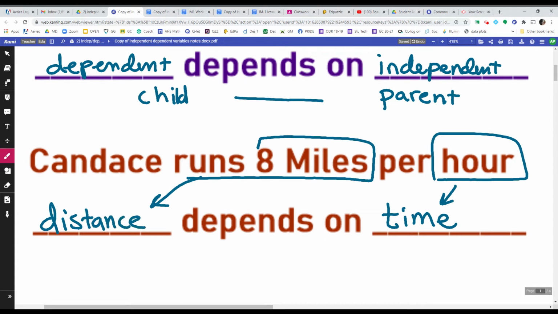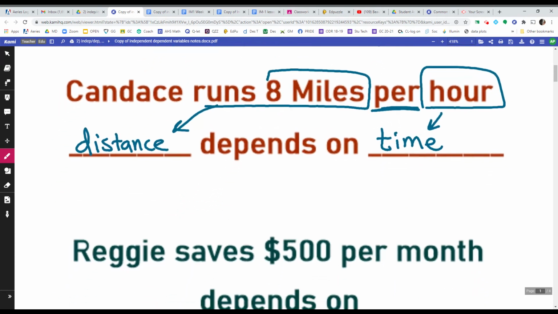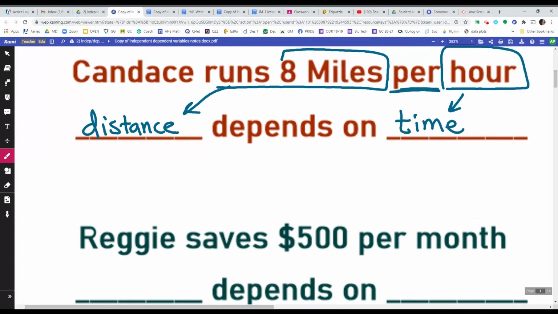we now have to break it down. Miles represents what concept? It represents distance. Hours represents what concept? Time. You have to think about what category we're looking at. So Candace runs 8 miles per hour means the distance depends on time. And the word per is very important. We're going to use this over and over again. It always has the same pattern. The word in front of per is your dependent. The word after per is your independent.